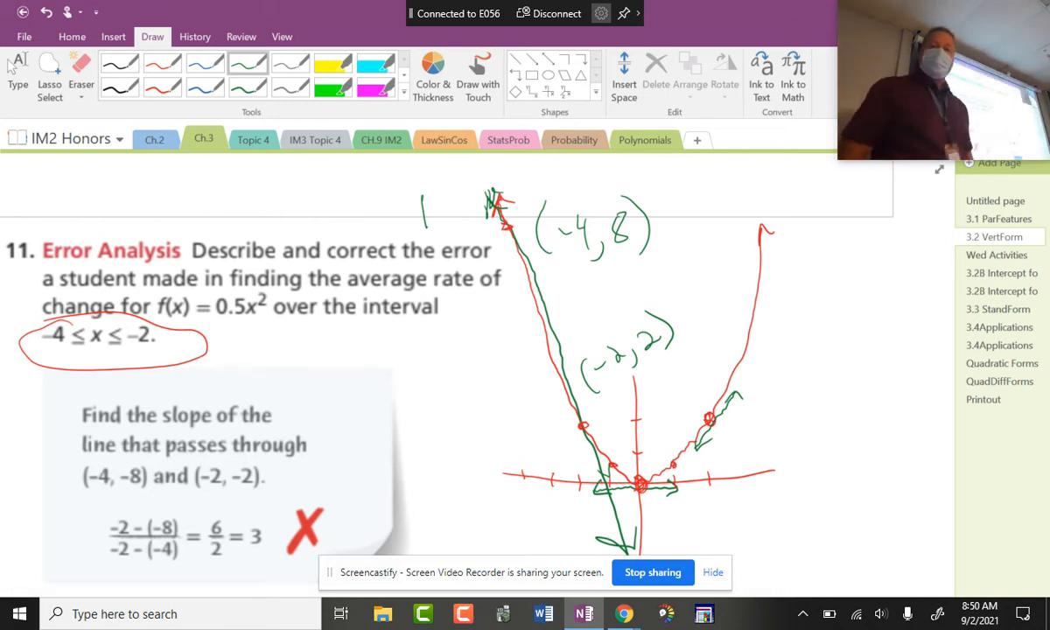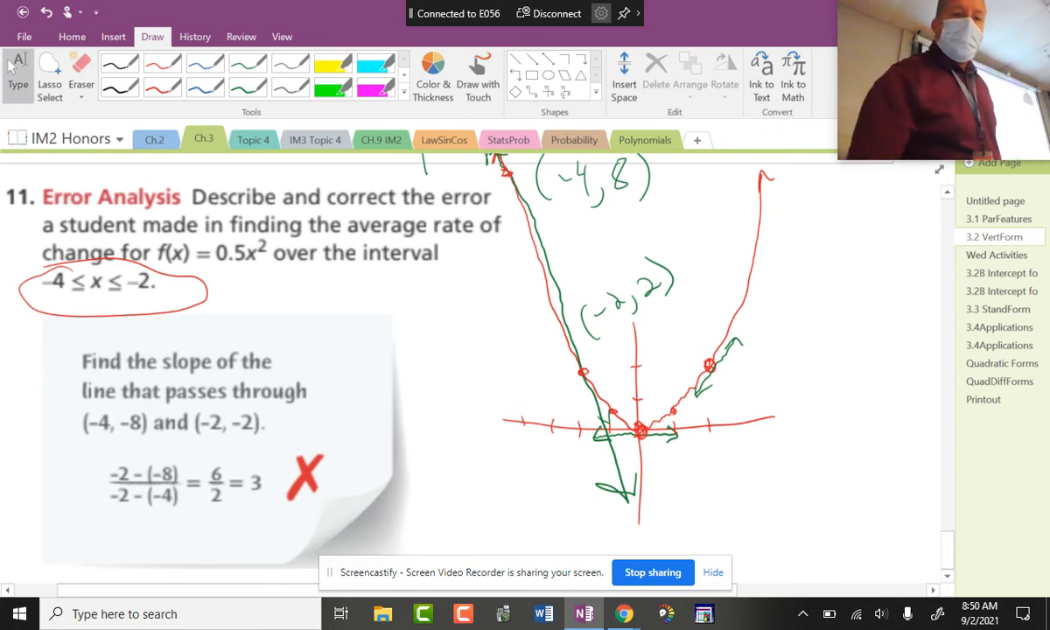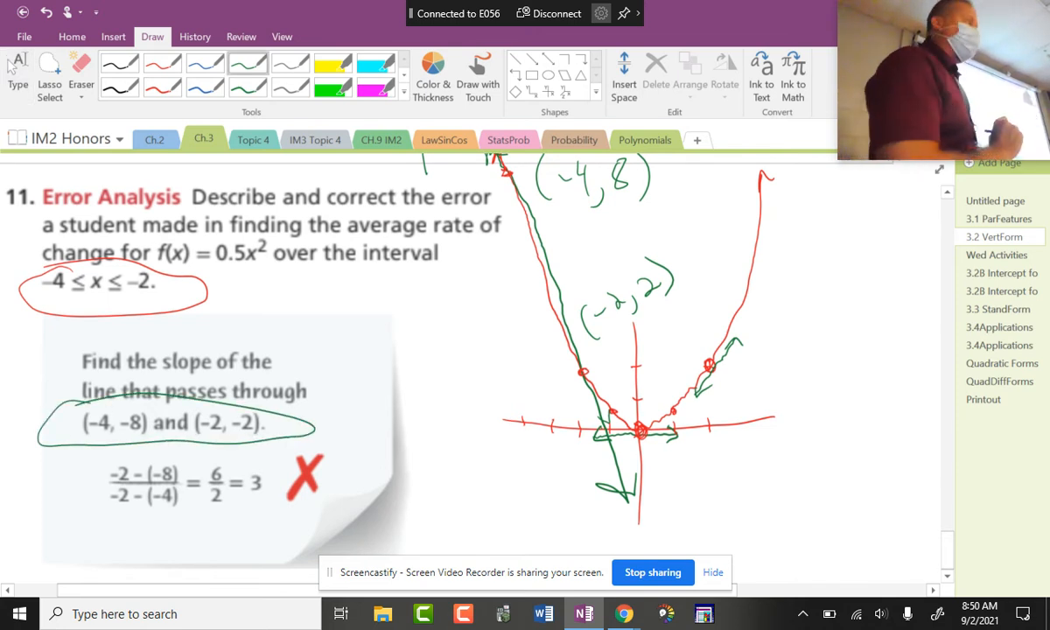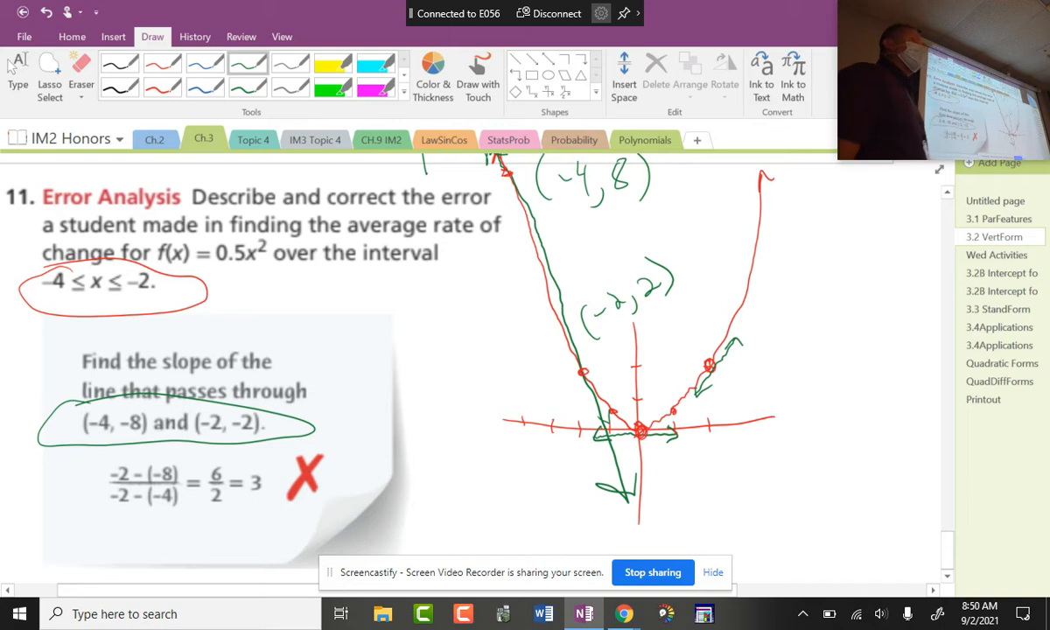All right, really kind of cool stuff. So anyway, what's the kid's error then? Look at that. What is the kid's error? Error analysis. They have the wrong what? Starts with a C, CO, COO, coordinates. The y coordinate's wrong. Their slope formula is right, but they have the wrong coordinates for the y's.